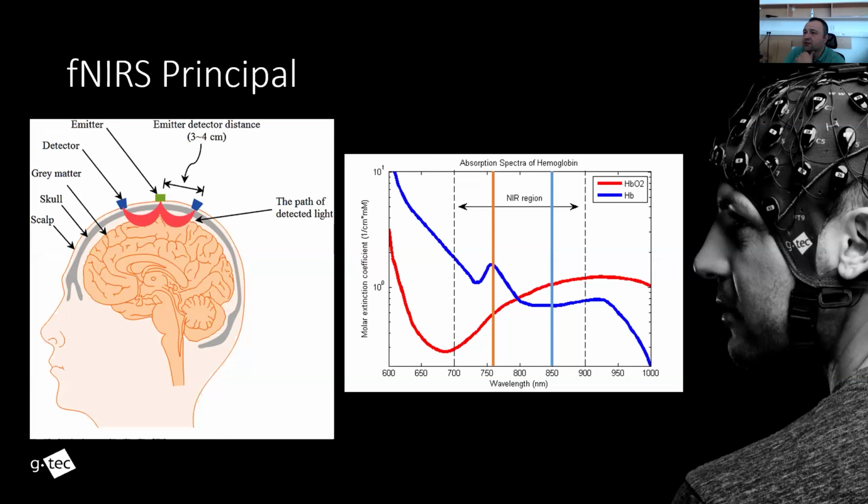Two or more wavelengths are selected with one wavelength above and one below the isosbestic point of 810 nanometers, at which deoxyhemoglobin and oxyhemoglobin have identical absorption coefficients. Using the modified Beer-Lambert law, relative changes in concentration can be calculated as a function of total photon path lengths.